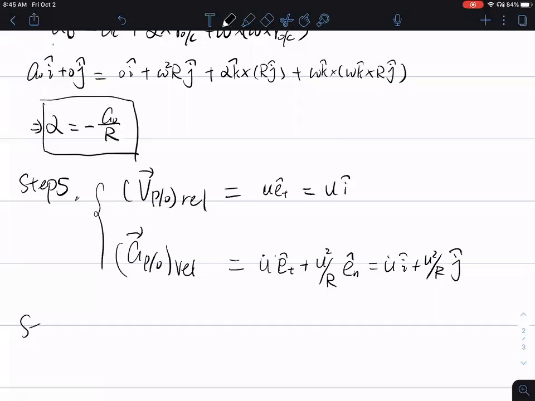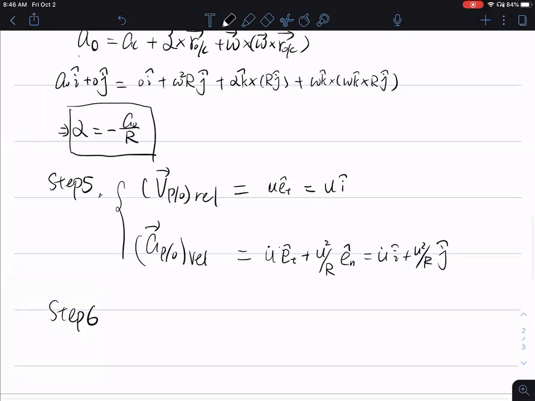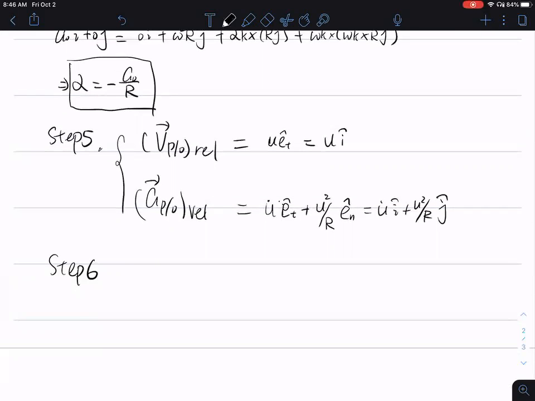Let's move on to step 6, the last step. This problem, we want to find out v_P and a_P, so we need to use both equations. v_P, the velocity equation in this chapter, is v_P equals v_O plus v_P/O relative plus omega cross r_P/O.